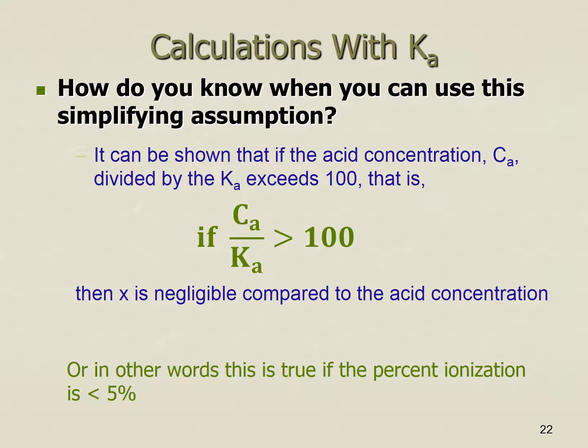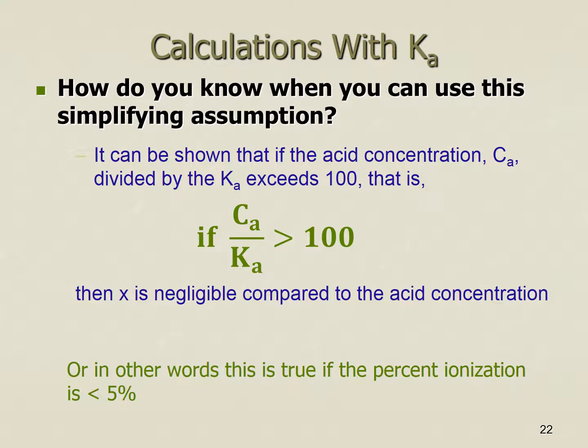But what they're saying is, in terms of significant figures, the X is so much smaller that when you subtract it and then round back to use the correct number of significant figures, you won't see any difference. So another way to look at it is if the percent ionization is less than 5% of the original, then usually we can make this assumption to make it easier.